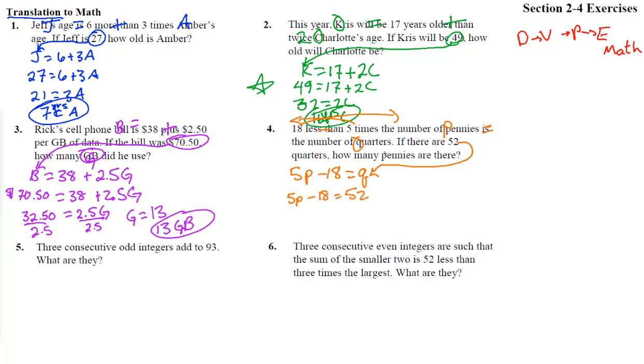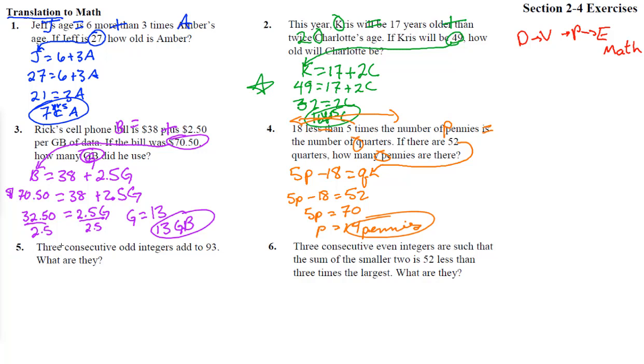How many pennies are there? Yep, let's solve for p. Add 18 to both sides, we get 5p equals 70. Divide by 5 and we get p is 14. So we get 14 pennies as the answer. Excellent. All right, the next one.